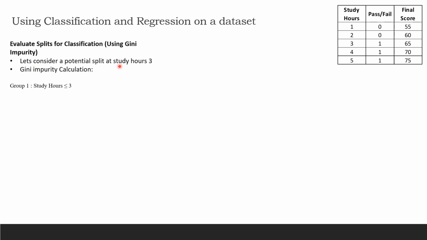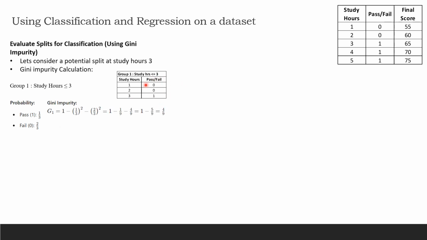So again, we'll get two groups. One group will be study hours less than or equal to 3, and this will be group 1, 2, 3. Pass will be 0, 0, 1. This is a subset from this data set. The probabilities are 1 by 3 and 2 by 3 from this. Then we get the Gini impurity. We already know the formula. We put in the values, and we get the Gini impurity as 4 by 9.